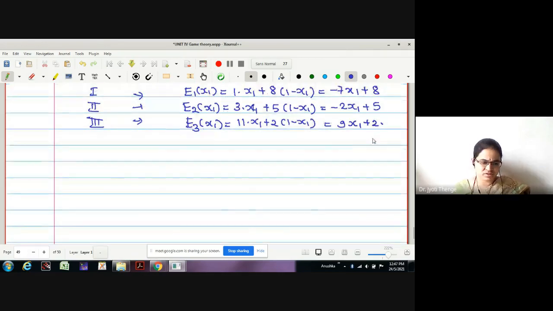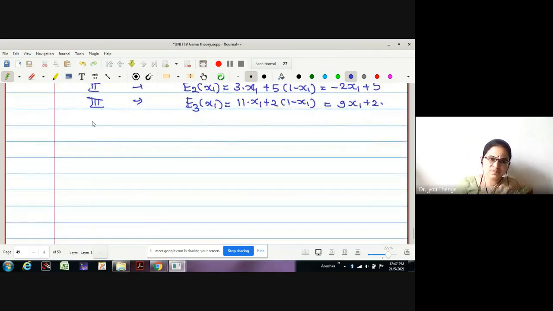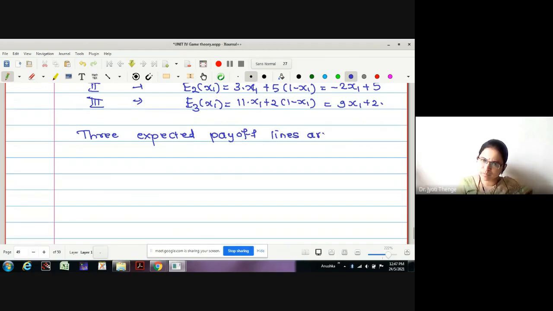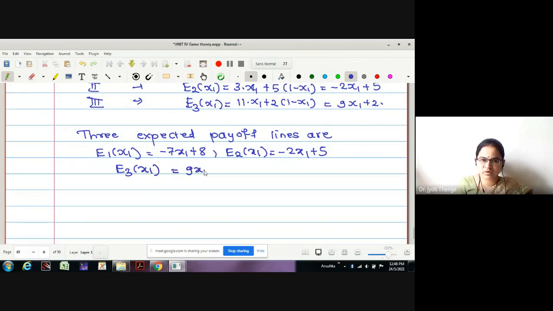Okay, those are the linear equations again. Therefore, A's 3 expected payoff lines we have written. What are the lines? E1 of x1 is minus 7x1 plus 8. E2 of x1 is minus 2x1 plus 5. The third, E3 of x1, is 9x1 plus 2. Okay. Now what were we going to do?